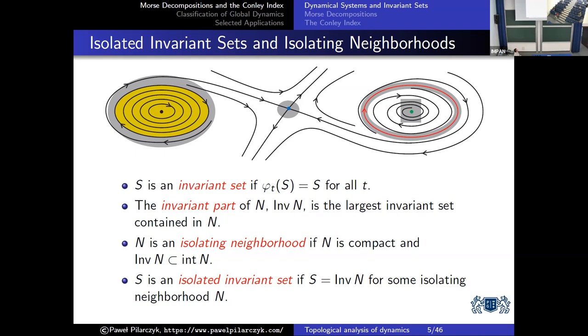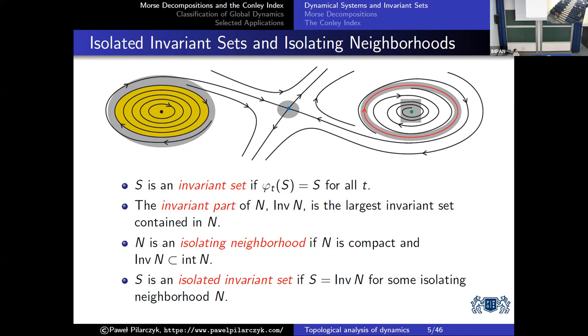We say that N is an isolating neighborhood if it is compact and its invariant part is contained in its interior. So we would like to get some sort of isolation for those invariant sets, so that we have some safety margin when we do numerical computations. We must take into account some round-off errors, some numerical errors. And this is why we need to have this invariant set in the interior of this neighborhood.